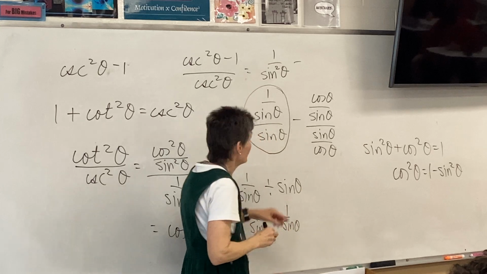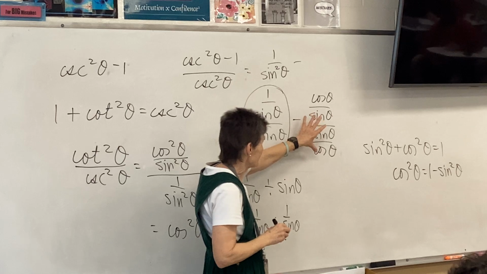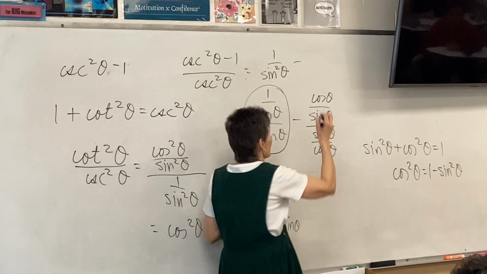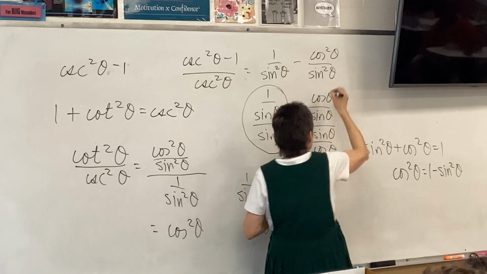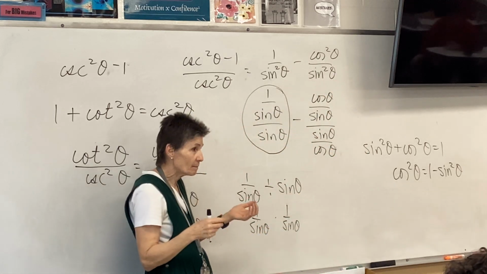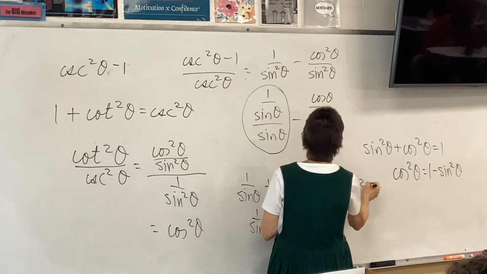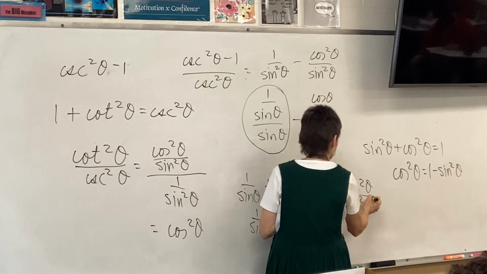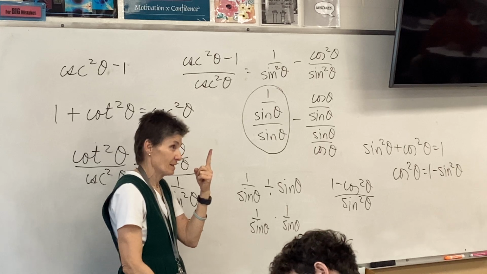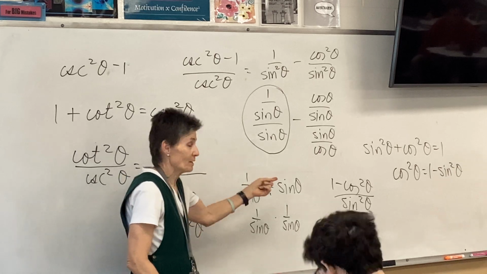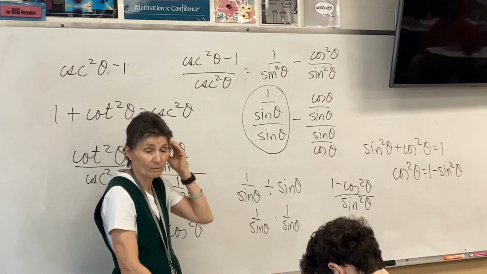Minus, okay, what's that going to equal? Cosine squared over sine squared. Now at this point, I would get a common denominator, but luckily I already have one. So now I've got 1 minus cosine squared over sine squared. Now that, friends, is 1. Because what's 1 minus cosine squared? Sine squared. So now we've got sine squared over sine squared.